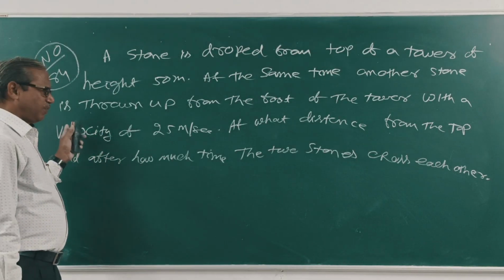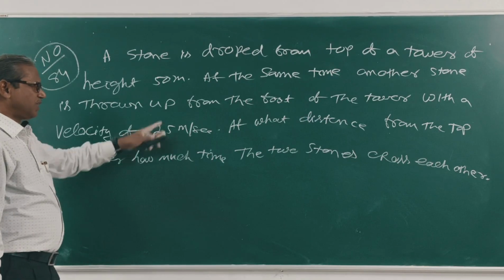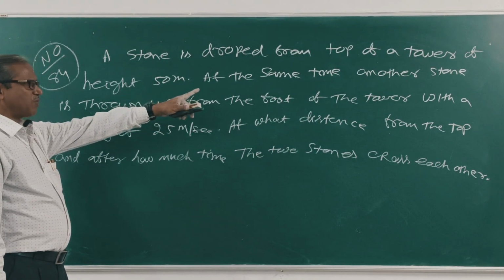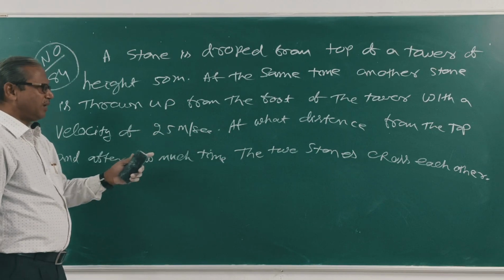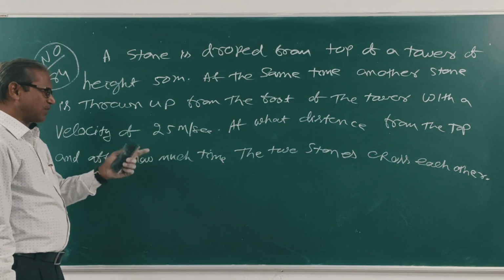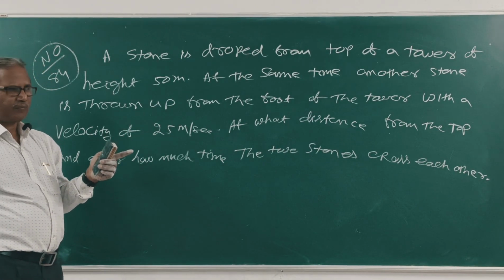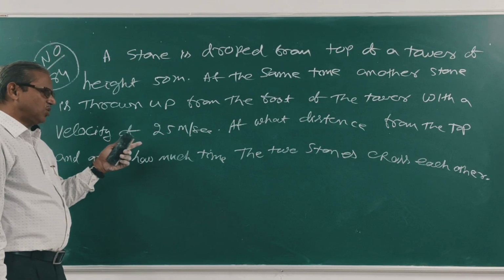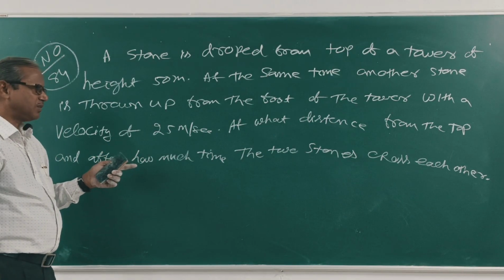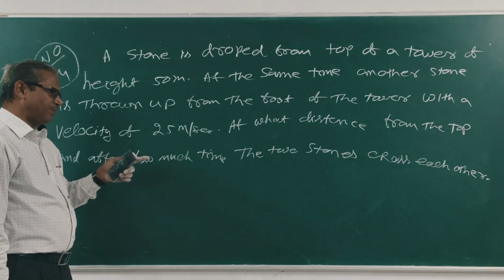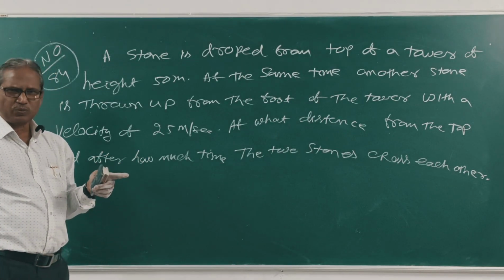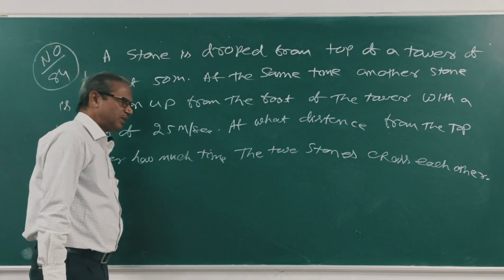This is question number 84. The question is, a stone is dropped from the top of a tower of height 50 meter. At the same time, another stone is thrown upwards from the foot of the tower with a velocity of 25 meter per second. At what distance from the top and after how much time will the two stones cross each other? Right?